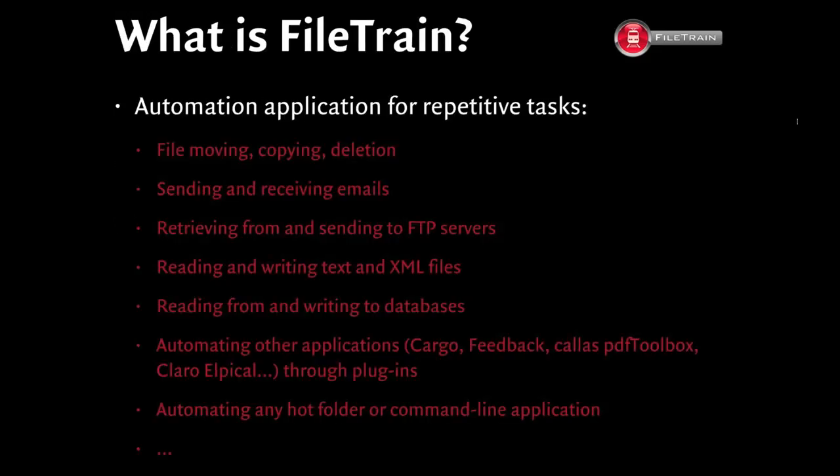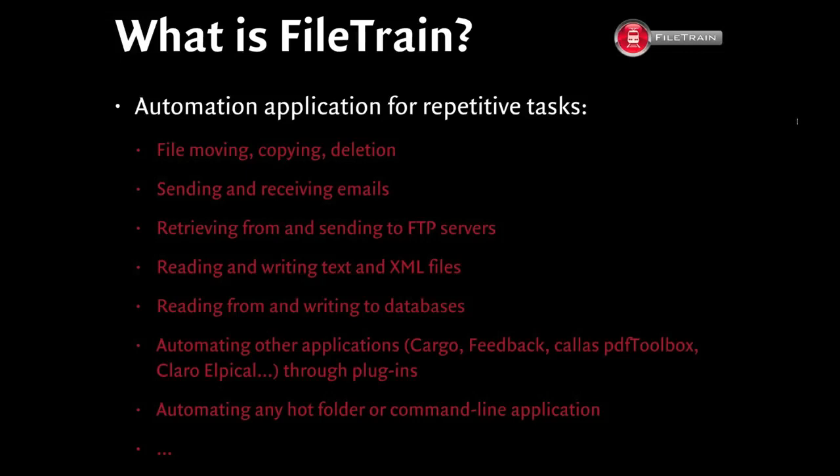So what is FileTrain and why are we looking at this? FileTrain is an application from a Swedish software developer called Laidback Solutions. The application can be summarized in one sentence if you want. It's an automation application for repetitive tasks. And I've listed a number of different things that FileTrain can automate. In this way, it looks more or less abstract if you want, but you can see that it can actually automate a wide variety of things that typically you would have to do manually.